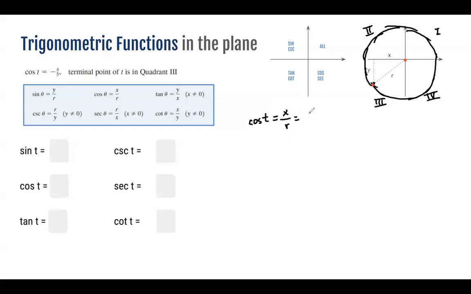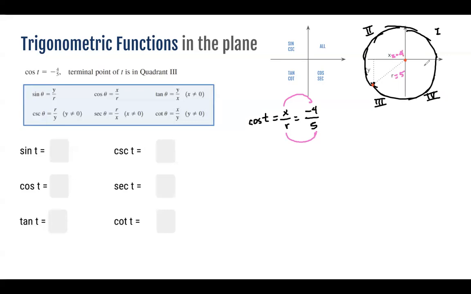In this case, we're told that cosine of t is equal to minus 4 over 5. So the minus 4 is going to be assigned to the x. So we're going to have minus 4 over r, in this case, 5. So that means that x is equal to minus 4 and r is equal to 5. So let's have that right here. So r is equal to 5 and x is equal to minus 4.